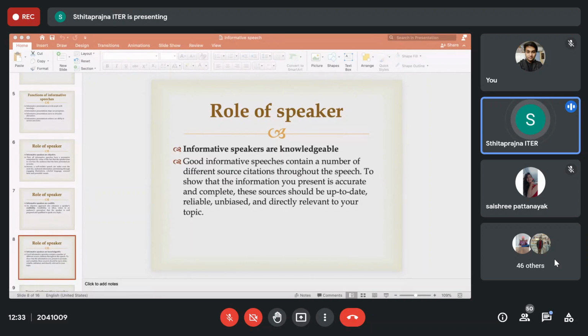So good informative speeches must have different, look, I'm emphasizing the words different source citations. Not everything quoted from Wikipedia. Please spare some time to design your visual aids, your PowerPoint presentations.